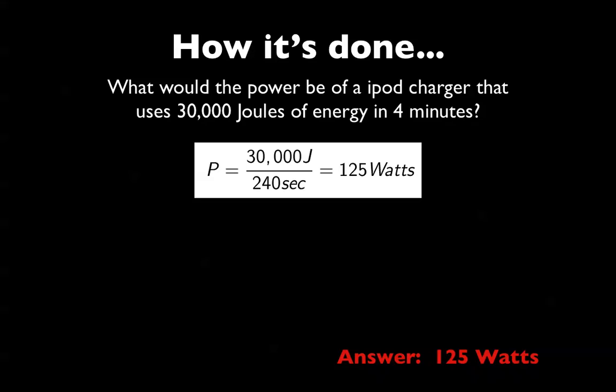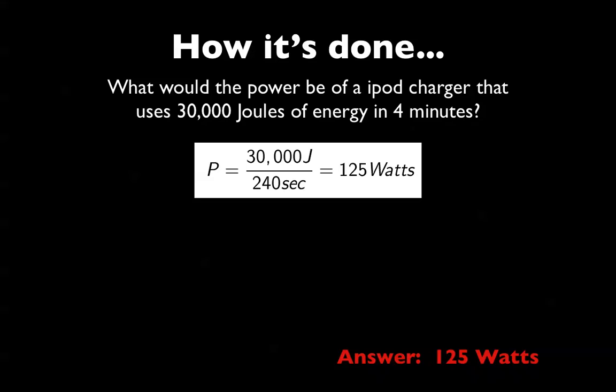You should have stopped the video and tried the question. It's a real simple one, but again, every little bit helps. So what's the power rating of an iPod charger that uses 30,000 joules in 4 minutes? You would take the 30,000 joules divided by the time in seconds. There are 240 seconds in 4 minutes. So that gives you a power rating of 125 watts. Again, that is the base unit.